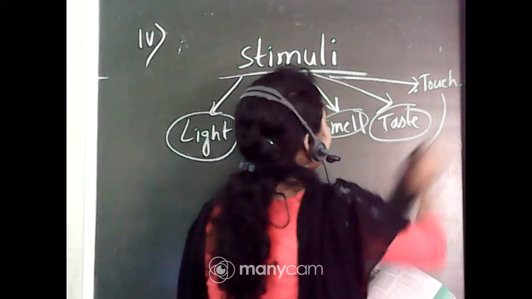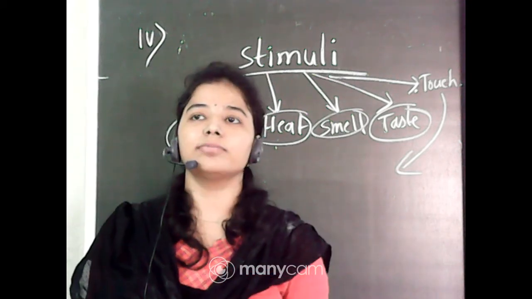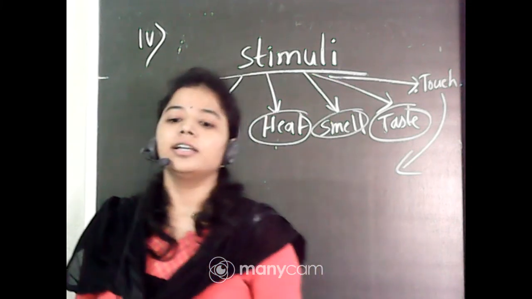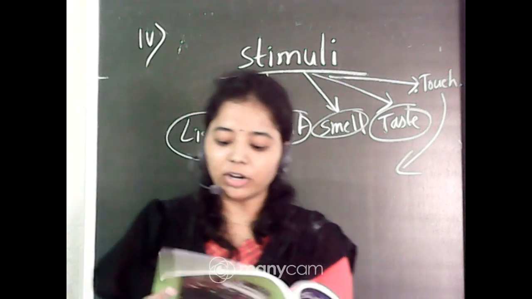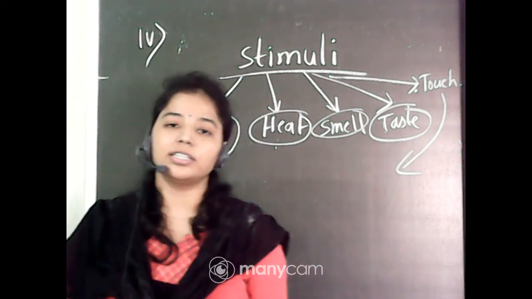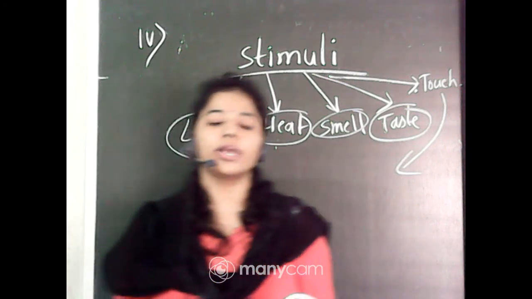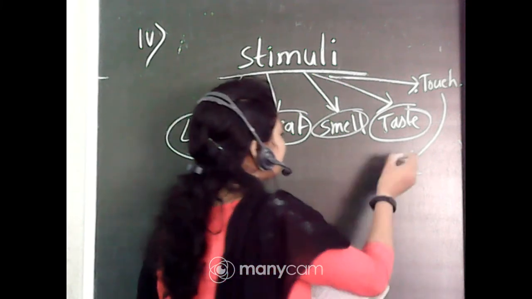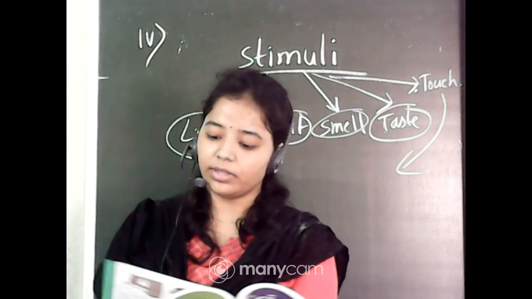Next is touch. Due to touch, what happens to some organisms? In the case of a plant known as the touch-me-not plant or Mimosa pudica, they close and fold when someone touches them. So this is the response due to touch. They show this response because their stimulus is touch.